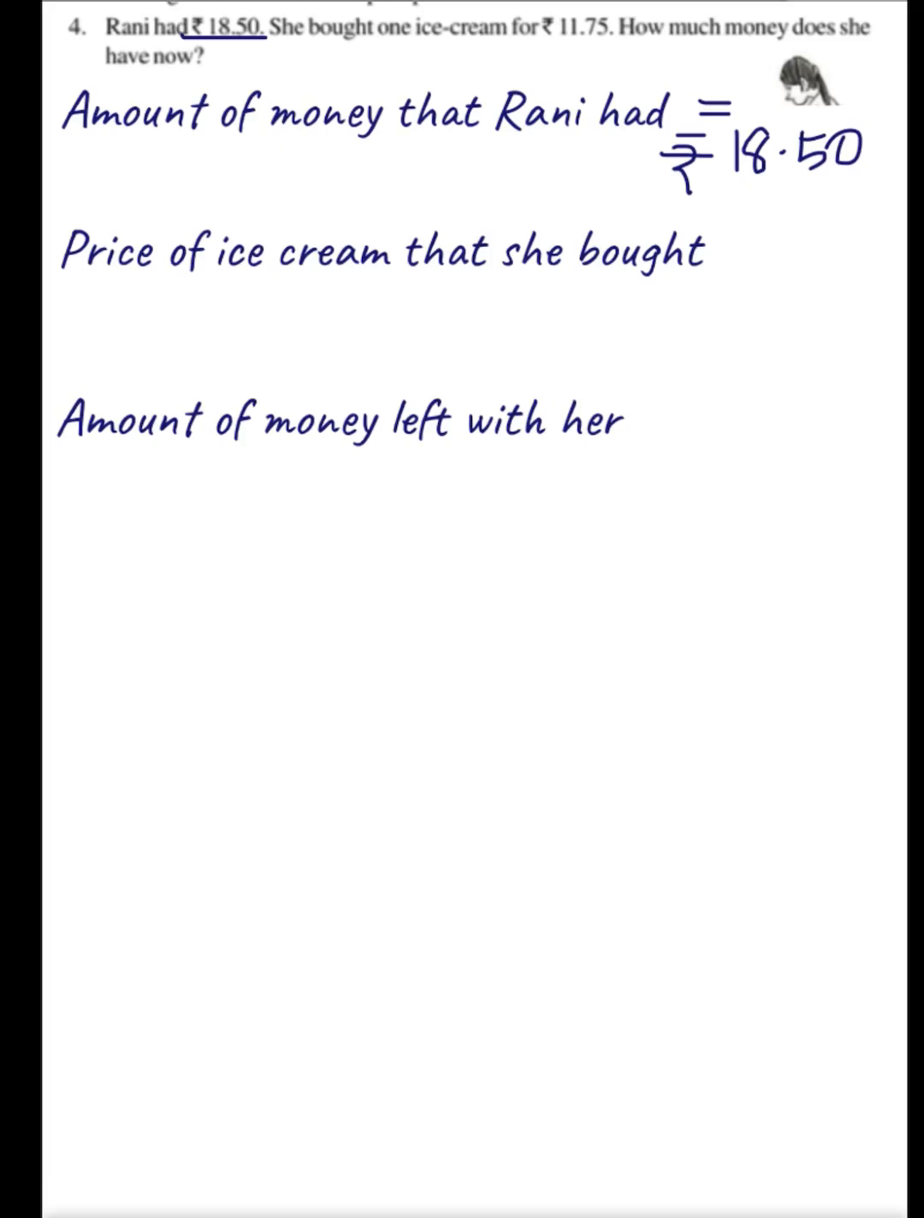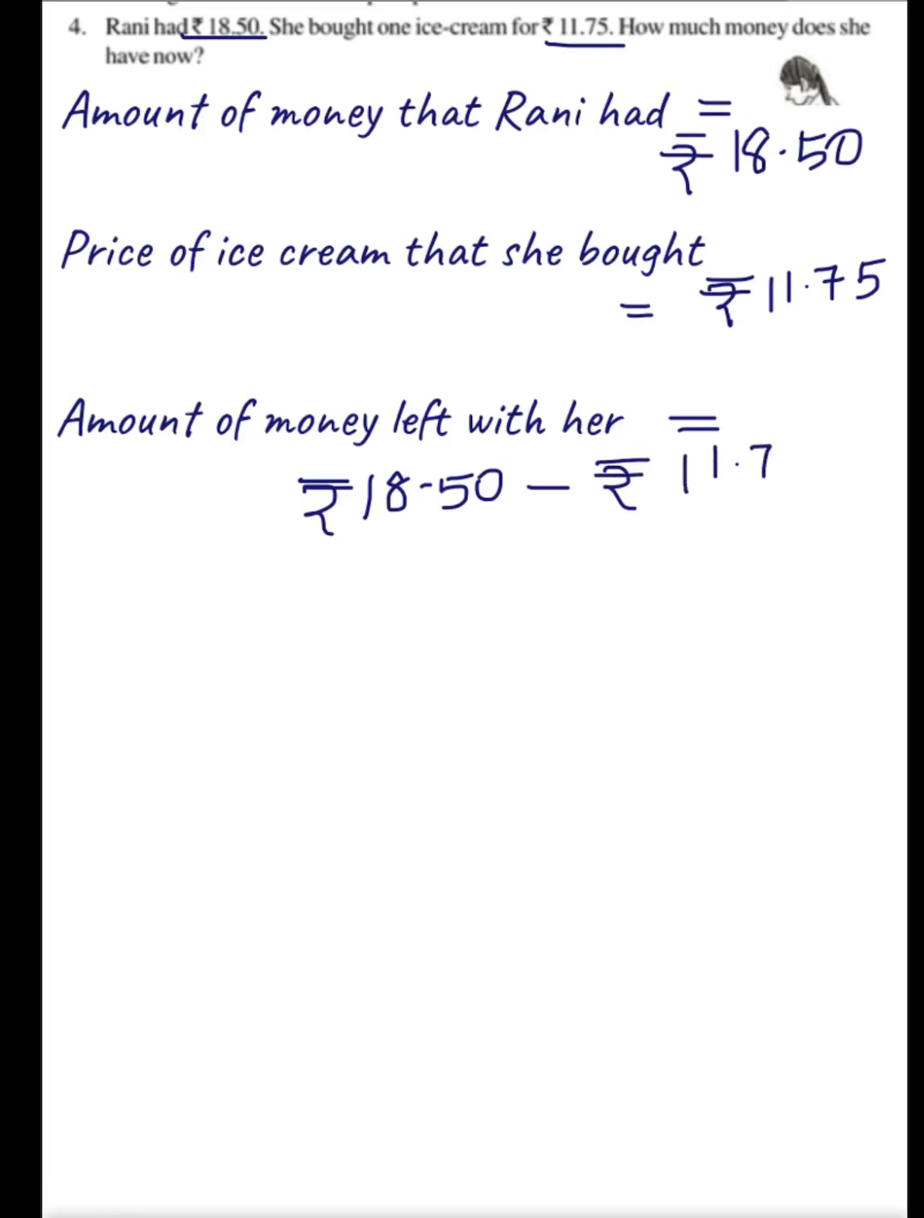Now, what is the price of the ice cream that she bought? She bought one ice cream for 11.75. So you can write this as rupees 11.75, which is the price of the ice cream that she bought. Now, how much money does she have now? So, the amount of money left with her will be equal to what? The amount of money that Rani had minus the price of the ice cream that she bought. So, this will be equal to rupees 18.50 minus rupees 11.75.